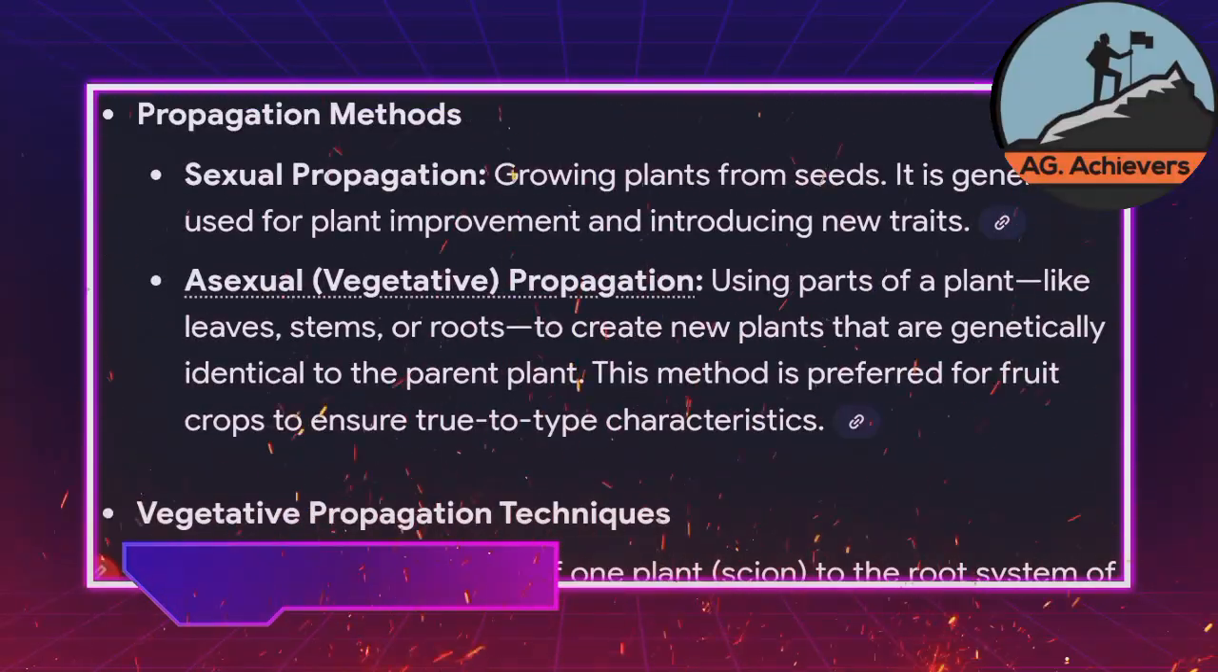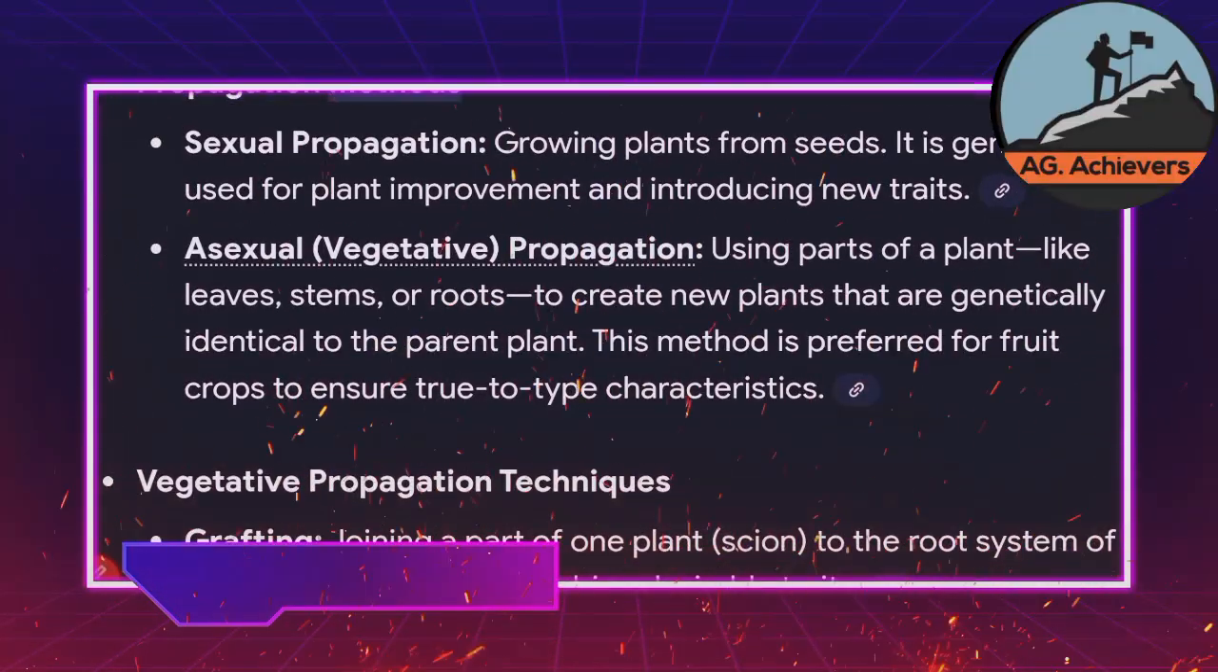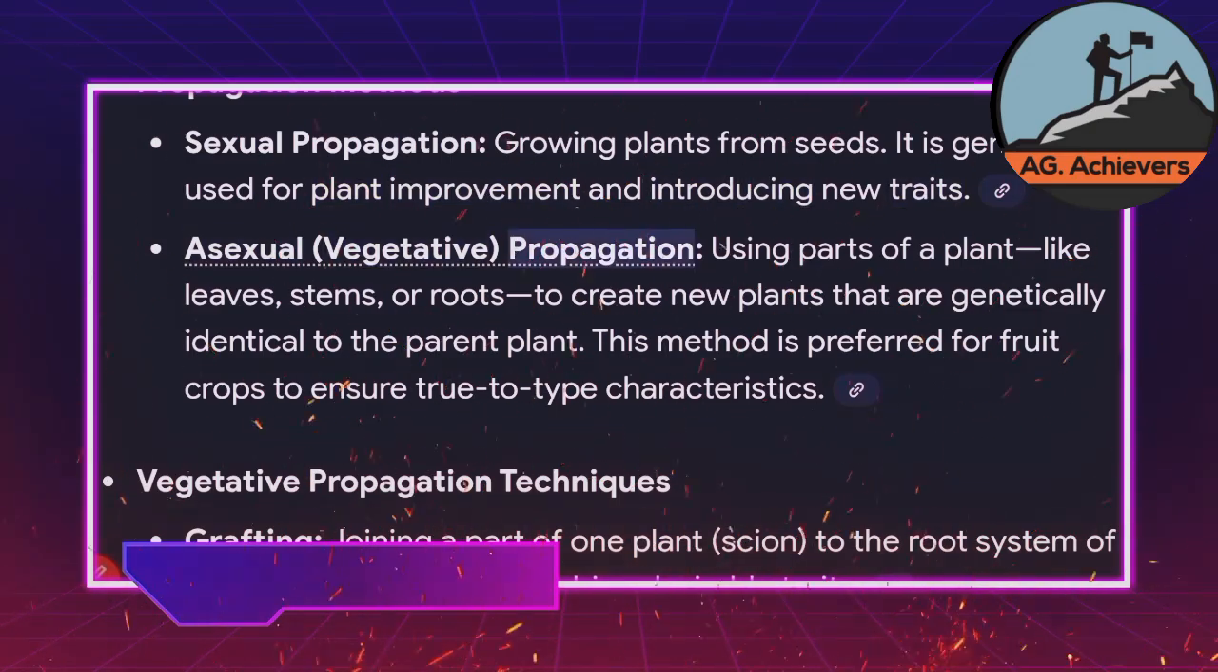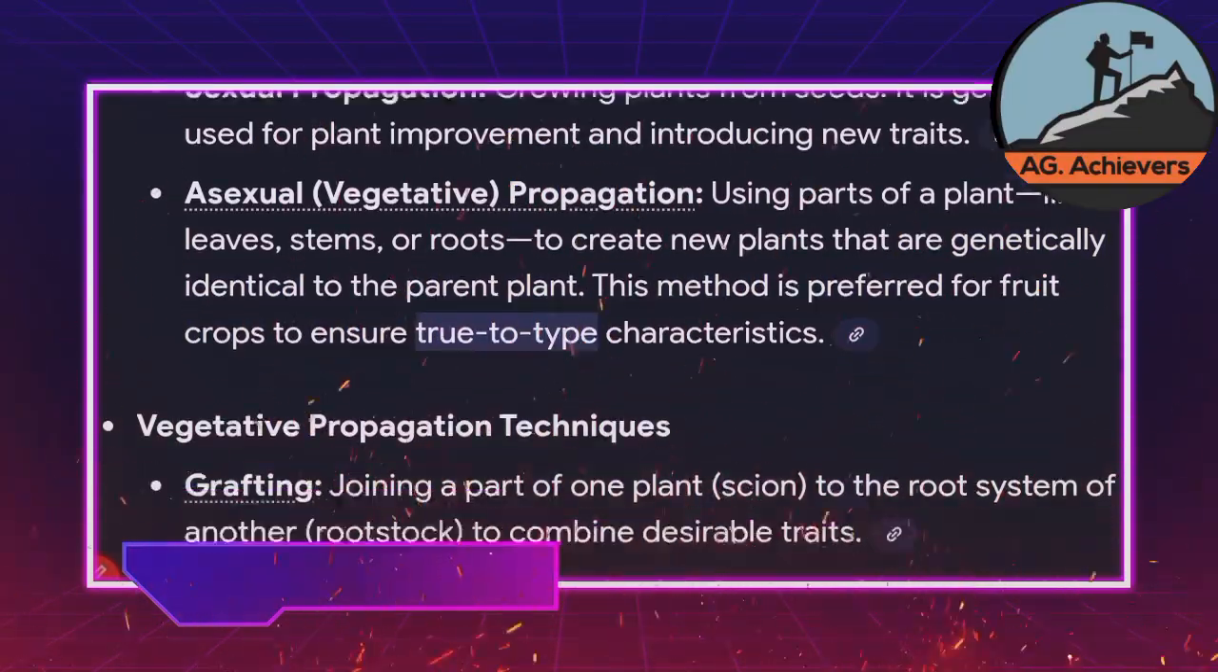Key facts. Propagation methods. Sexual propagation. Growing plants from seeds. It is generally used for plant improvement and introducing new traits. Asexual, vegetative, propagation. Using parts of a plant, like leaves, stems, or roots, to create new plants that are genetically identical to the parent plant. This method is preferred for fruit crops to ensure true-to-type characteristics.